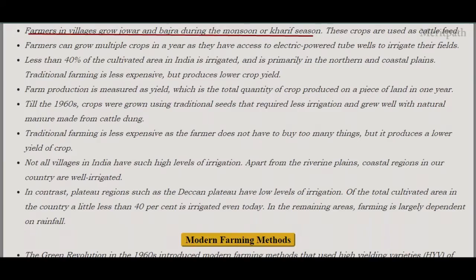For example, farmers in the villages grow jowar and bajra during the monsoon or kharif season, and these crops are used as cattle feed. Farmers can grow multiple crops in a year as they have access to electrically powered tube wells to irrigate the fields. Less than 40% of the cultivable area in India is irrigated, and it is primarily in the northern and coastal plains region. Traditionally, farming is less expensive but produces a lower crop yield.